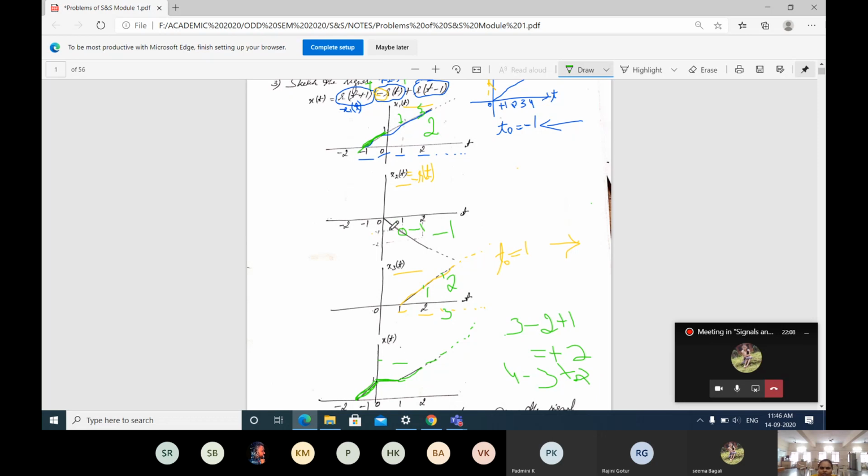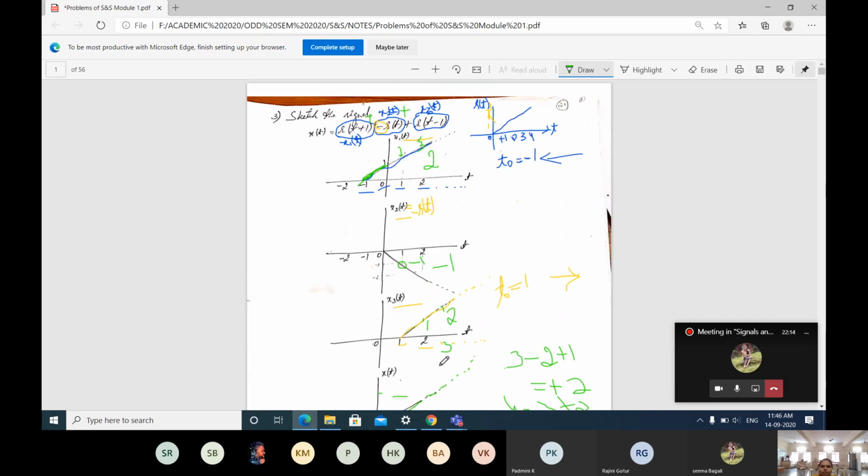This is one problem asked in the examination. First, what you have to do? First, draw the ramp signal and do the operation for each function given in the problem, so that you will be getting x1 of t, x2 of t and x3 of t.